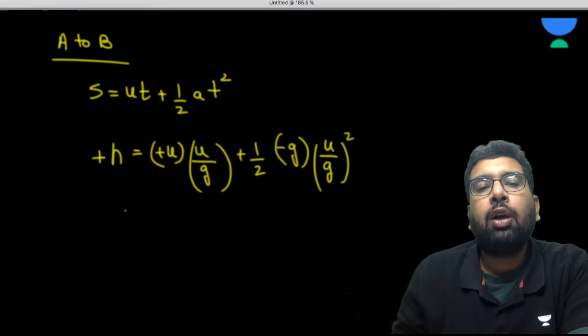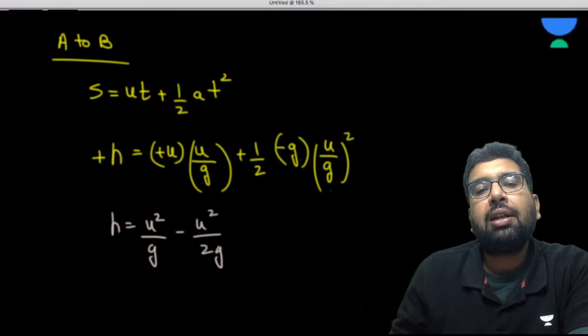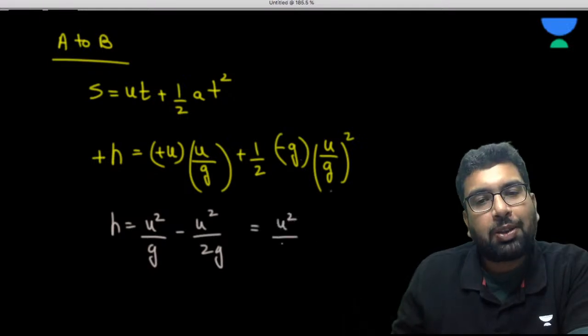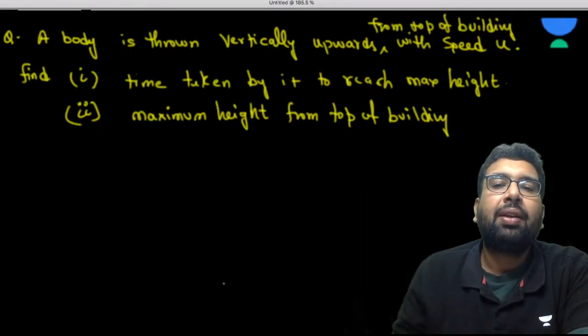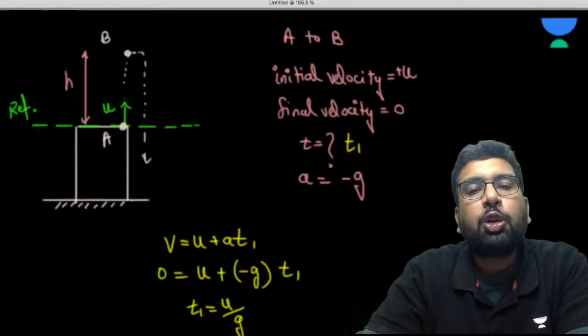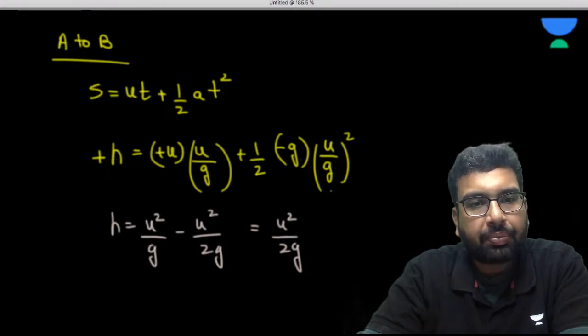Now from here, what is going to be the h? It is u square by g minus u square by 2g. See, g and g will be cancelled out. So u square by g minus u square by 2g. So that is going to be the maximum height. Yes or no? That is going to be the maximum height from the top of the building. Is it fine, beta? Okay.